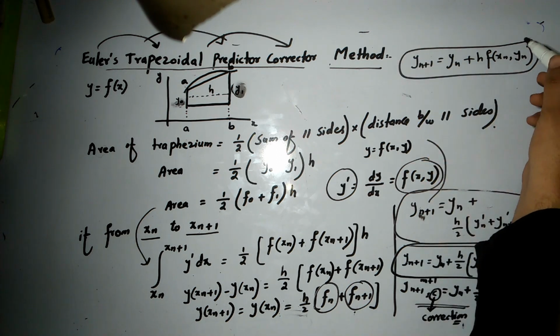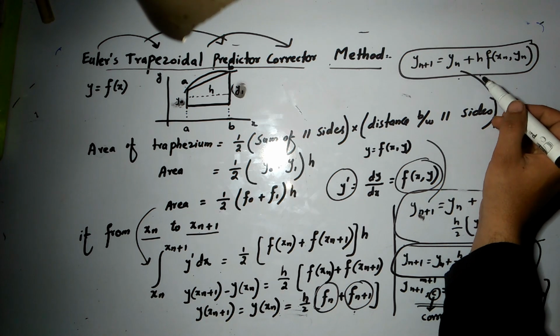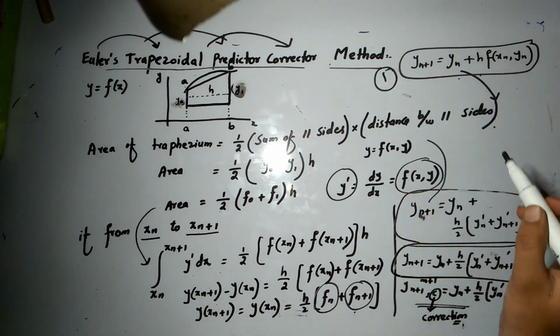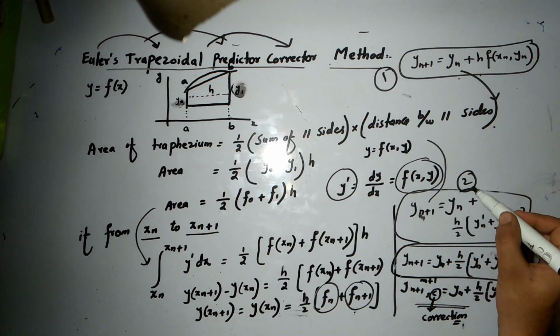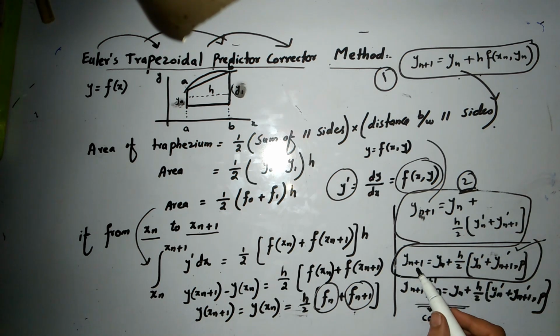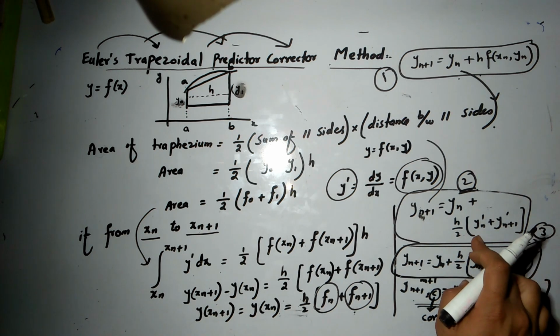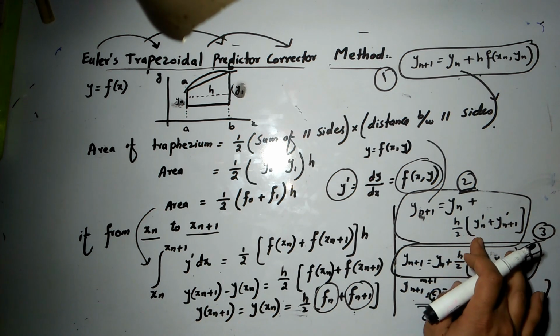This is our previous lecture, which was the Euler formula or Euler method. This is the Euler method. This is the Euler trapezoidal formula. This is the Euler trapezoidal predictor-corrector formula. Here is the predictor formula, and similarly here is the Euler corrector formula. So, sorry, this is the Euler trapezoidal formula.